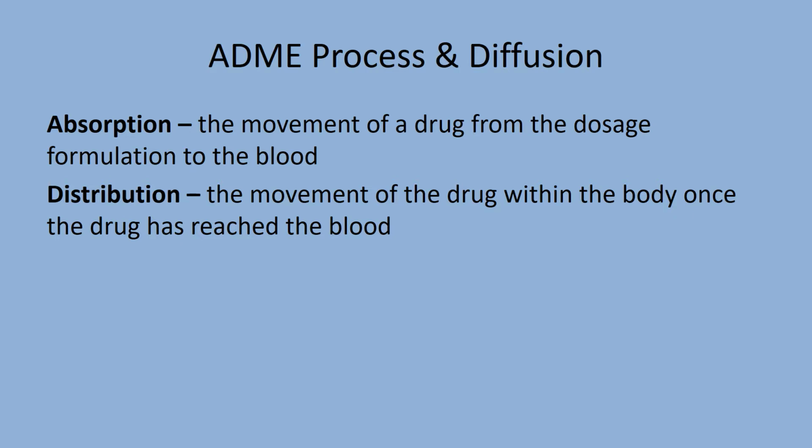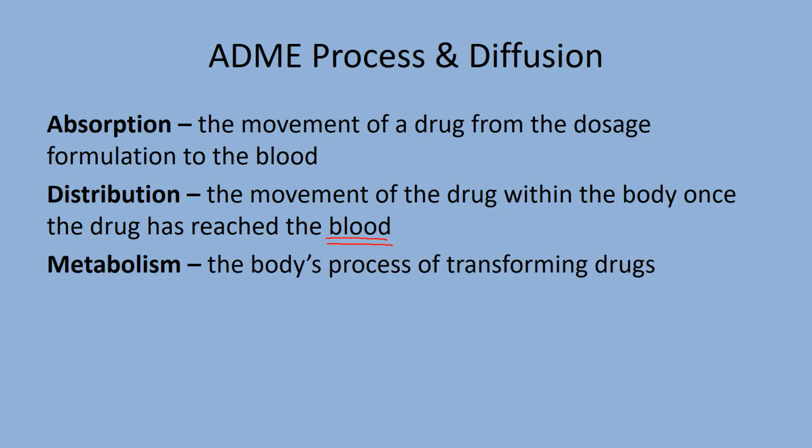Distribution. Now that it's in the blood, we need to carry it to the site of action. Now the blood does not reach every part of the body. There are some parts of the body that do not have a blood supply, for example the top layer of skin, inside the eyeballs, and inside synovial joint capsules. There is no rich blood supply, so the drug may not reach that site of action.